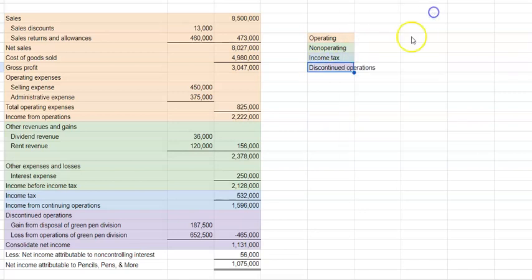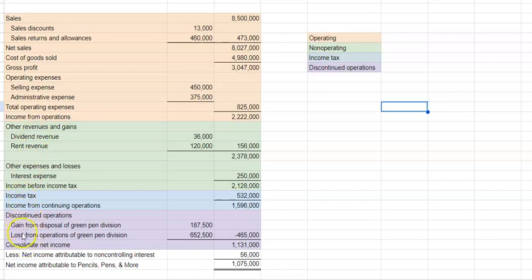Discontinued operations. Now, our discontinued operations is any gains or losses that occur from the disposal, or the old operating gain and loss for the period, for the disposed operation of our business, right? So, for example, in this one, we have Green Pen Division.